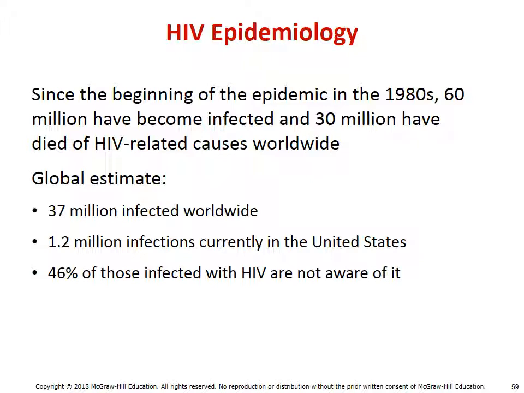So how common is HIV? Well, since the beginning of the epidemic in the 1980s, there have been 60 million cases. But in terms of deaths, we've seen around 30 million have died worldwide. The illustration is we think roughly right now there are 37 million people infected, with around 1.2 million infections currently in the United States. 6% of those people, though, are unaware of it, and as a result are not taking steps in terms of protection, and thus the risk of spreading is still there.